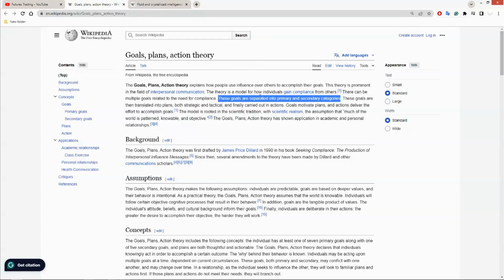These goals are separated into primary and secondary categories. So I want to let you know that you have primary and secondary values. You have value systems in everything that you do. This is going to be important moving forward because we're going to look at the chart in the same manner. So that's why I'm showing you this, so you can read all the rest of it. I just want to let you know that this is important. Now, there's a level of compliance associated with this. All right, so you can read the whole thing.